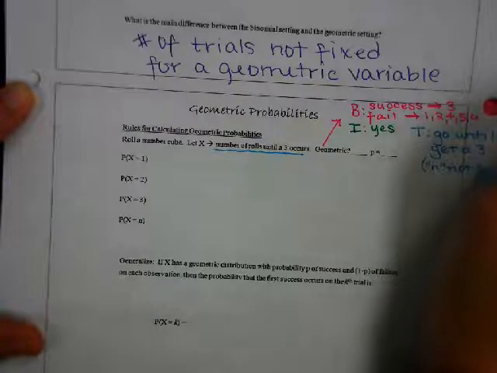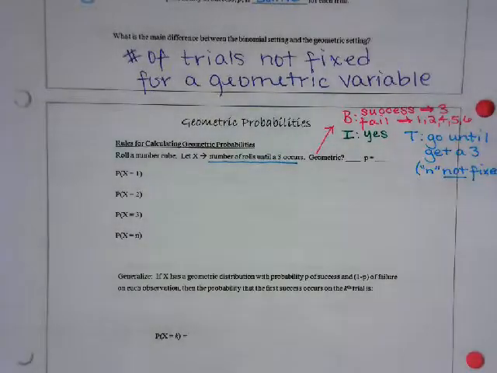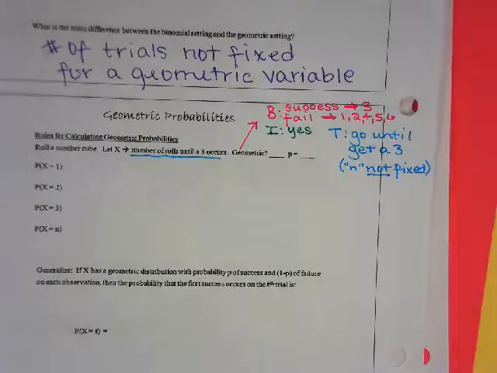And then S, probability of success. What is the probability we roll a 3? 1 out of 6. And that stays the same every time I roll the die.